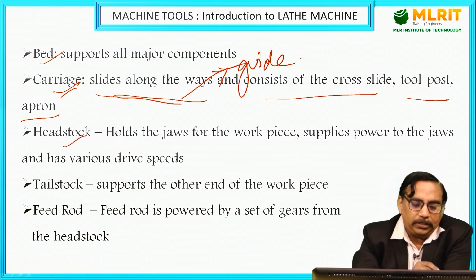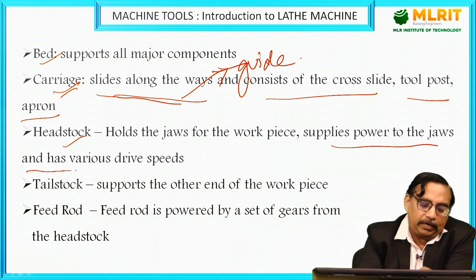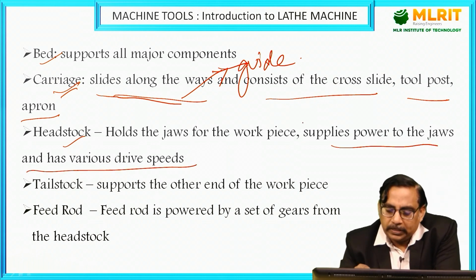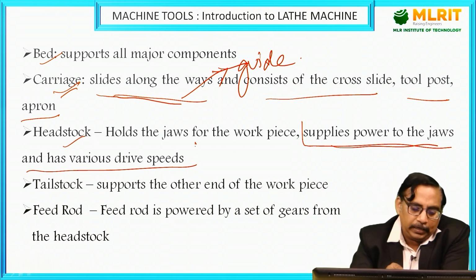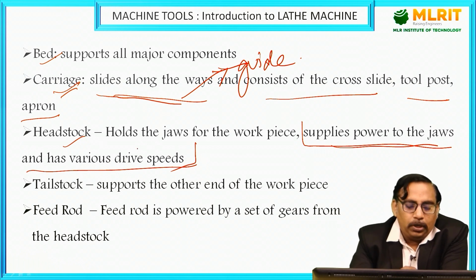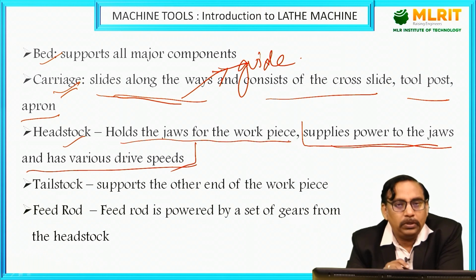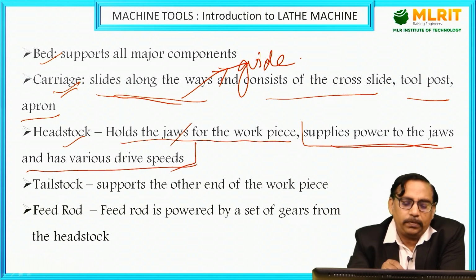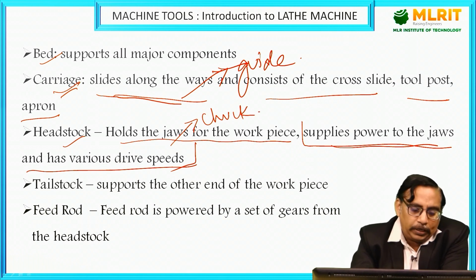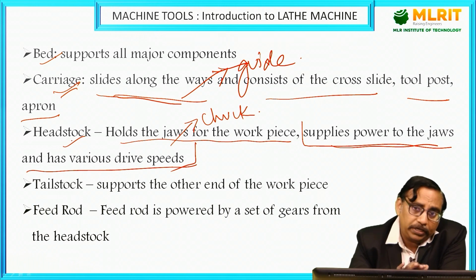Now coming to the headstock: it holds the jaws for the workpiece, supplies power to the jaws, and has various drive speeds. Supplying power and having various drive speeds, in the sense, it is the live center, right? That is the power control. And the headstock also has a provision to hold the jaws for a workpiece. Jaws, in the sense, we will call them chucks, right? So the headstock is not only power control, it also has work holding devices.